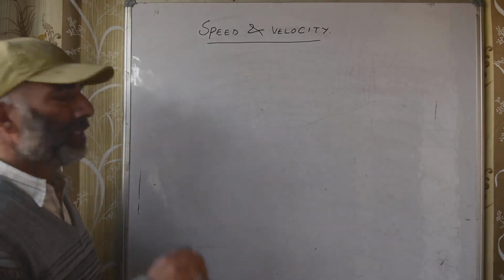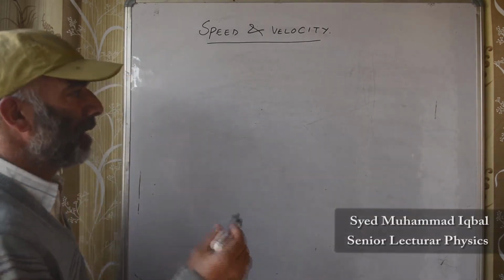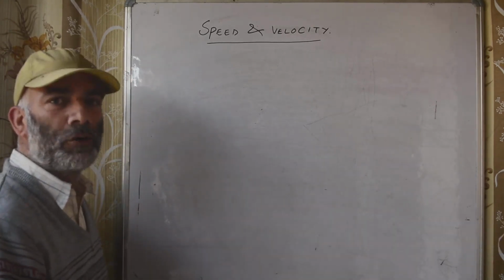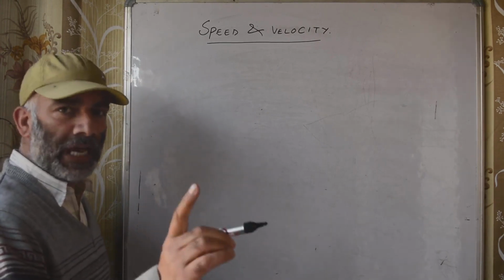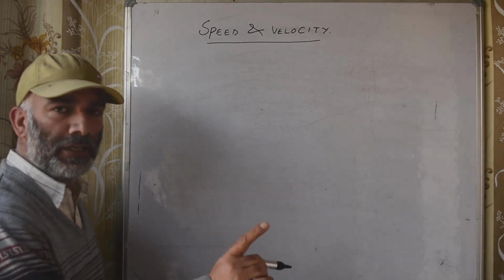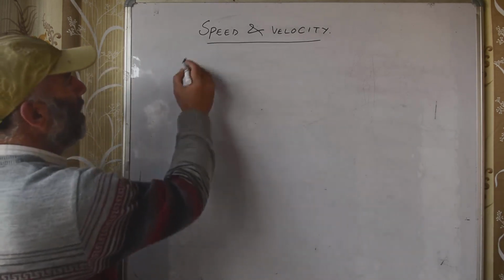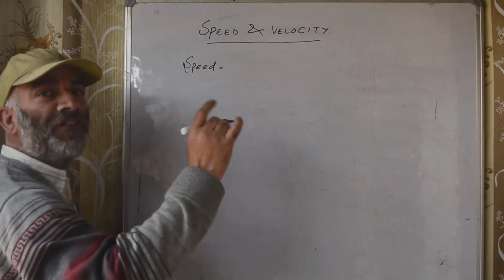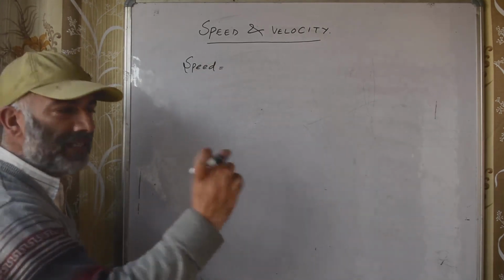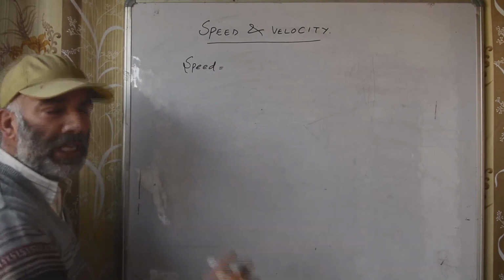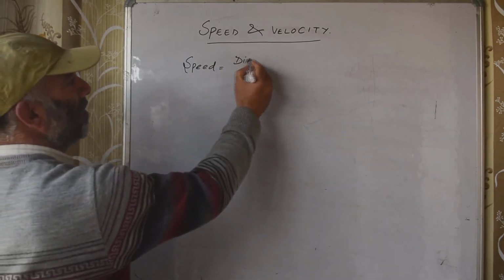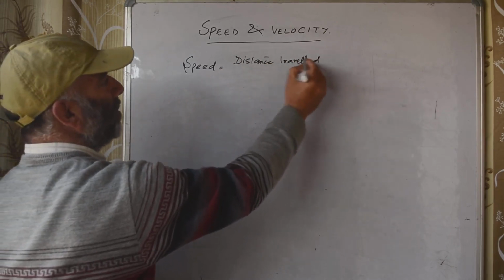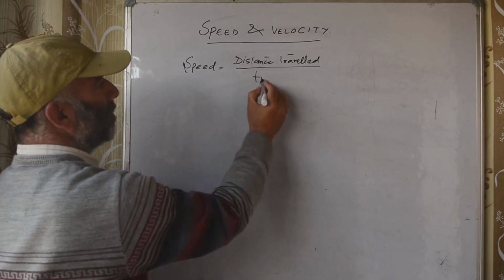Speed, as my students, in my last lecture I was talking about distance. Distance is the total path covered by an object. It does not have any direction, so that is a scalar quantity. Remember, speed is basically the rate of change of distance: distance covered by a particle with respect to time, distance traveled divided by time taken.